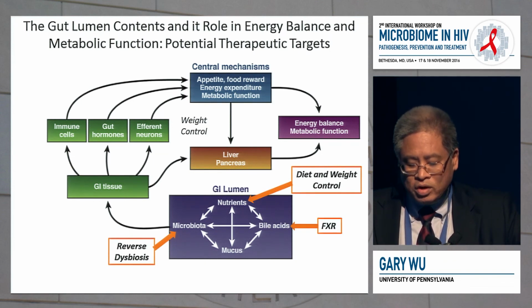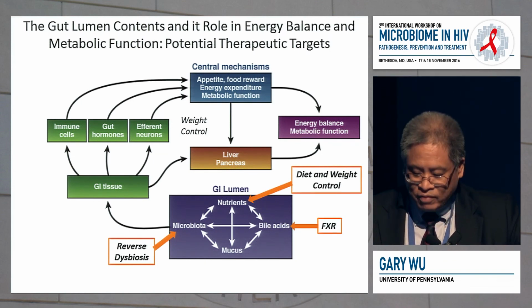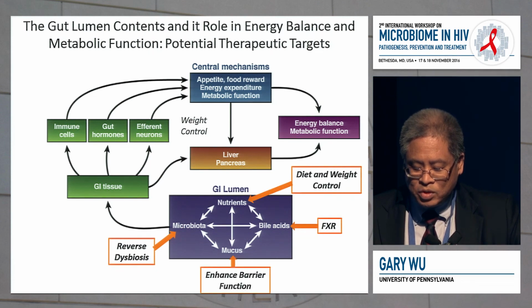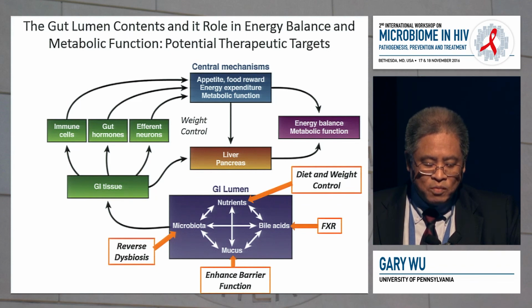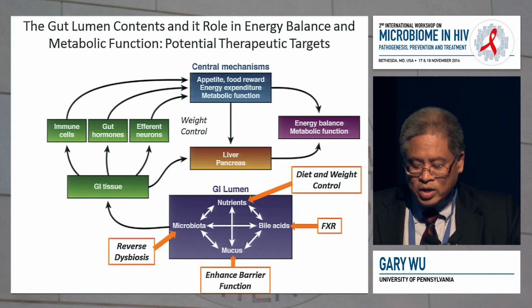Bile acids are important through activation of FXR and other G-protein coupled receptors, and then enhancement of barrier function to prevent the transmission of microbes, their products, or their metabolites to the liver might be an important concept, and FXR may be one of those potential targets to enhance barrier function.